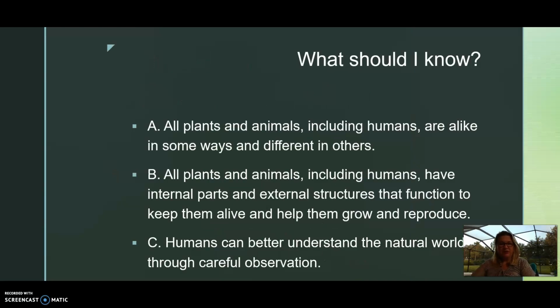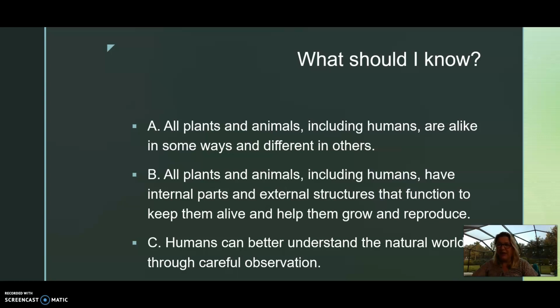Some of the things that we should know are that A, all plants and animals, including humans, are alike in some ways and different in others. We also should know that all plants and animals, including humans, have internal parts and external structures that function to keep them alive and help them grow and reproduce. We also should know that humans can better understand the natural world through careful observations.